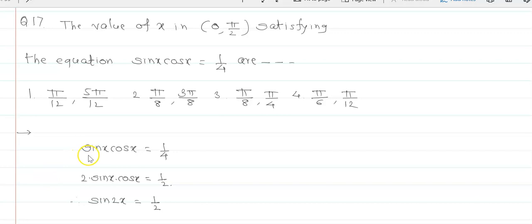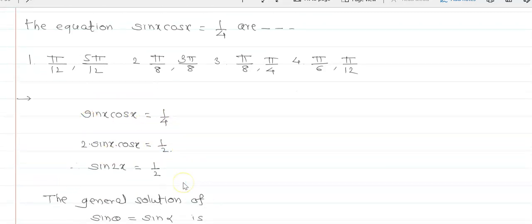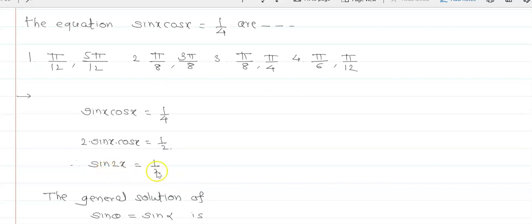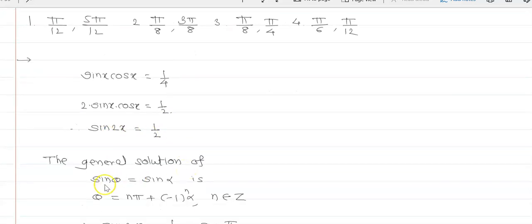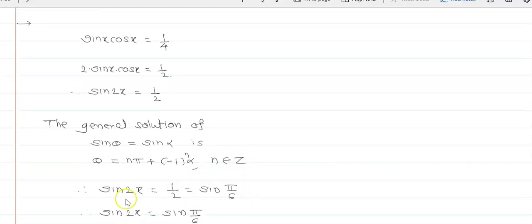That is sin x into cos x is equal to 1 by 4. 2 sin x cos x is equal to 1 by 2. Therefore, sin of 2x is equal to 1 by 2. General solution: sin theta is equal to sin alpha gives theta is equal to n pi plus minus 1 raised to n into alpha, where n belongs to Z. Now we have here sin of 2x is equal to 1 upon 2, that is nothing but the sin of pi by 6.